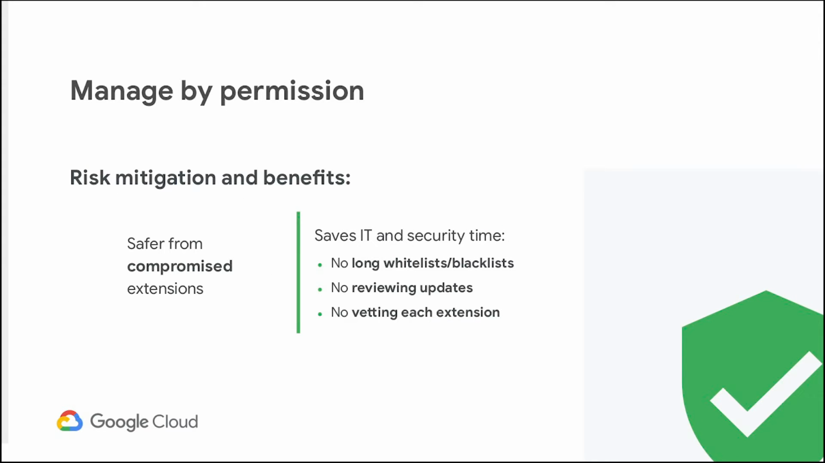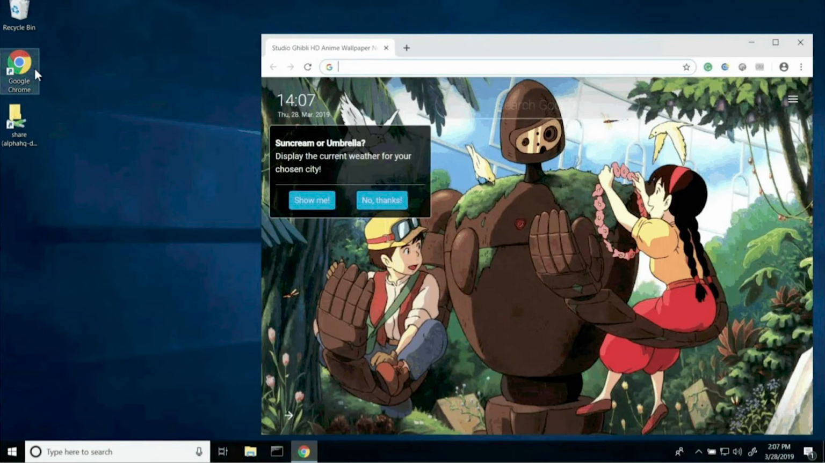So this new method is allowing you to be safer from compromised extensions, because rather than worrying about what happens if something updates or making sure that you've reviewed the extension properly, you're looking at its behavior. And you don't have these long whitelists and blacklists anymore. You don't have to worry about updates. And you don't have to vet each extension individually. So let's take a look at how this looks in action.